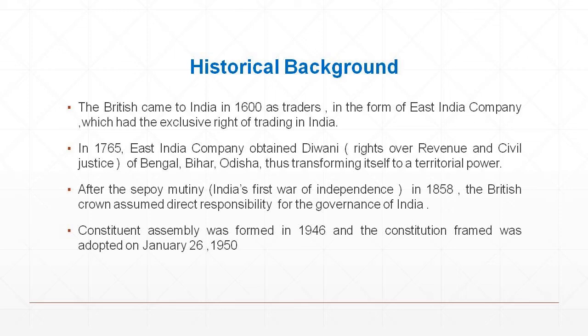The British came to India in 1600 as traders in the form of East India Company, which had the exclusive right of trading in India under a charter granted by Queen Elizabeth I. In 1765, the company, which till now had purely trading functions, obtained the Diwani, that is, the rights over revenue and civil justice of Bengal, Bihar, and Odisha. So basically, the British came here as traders.